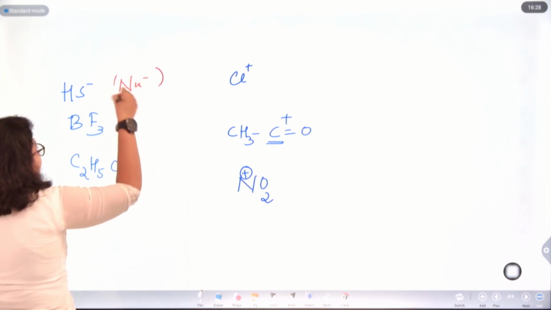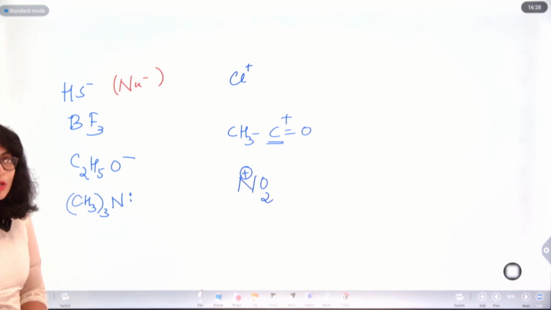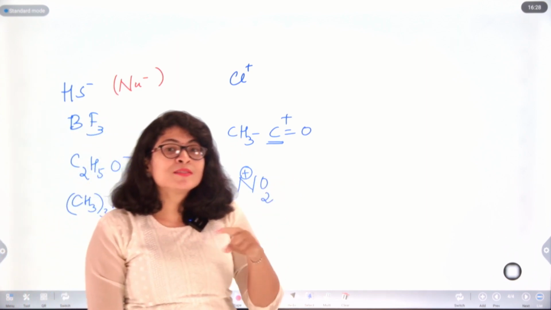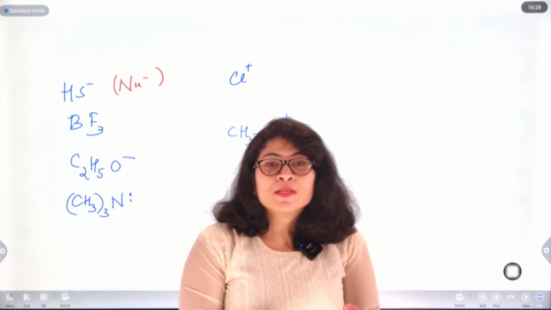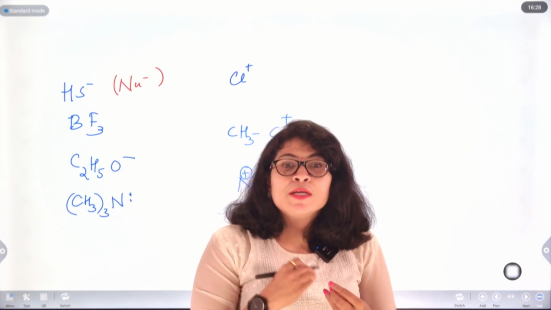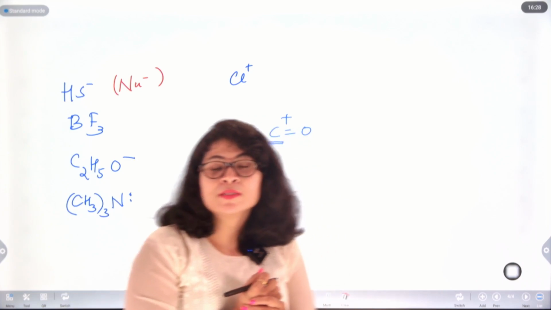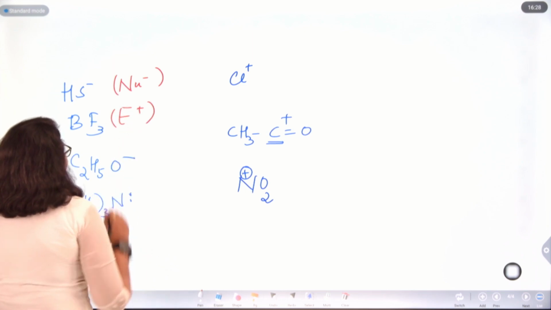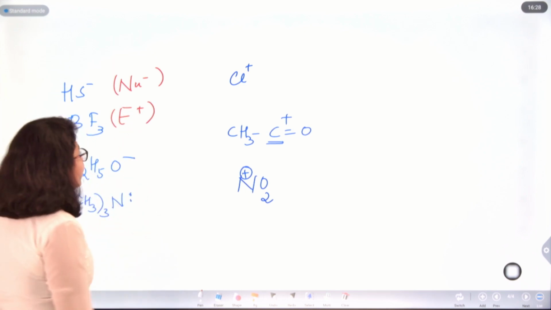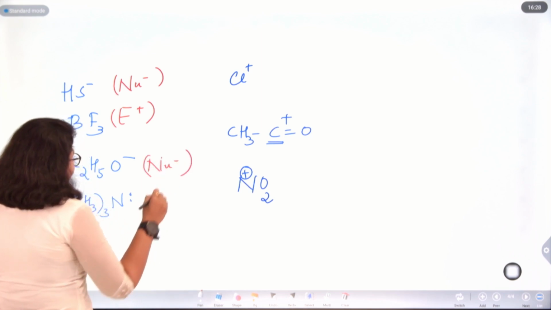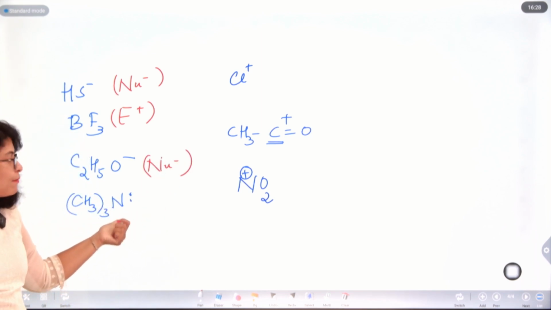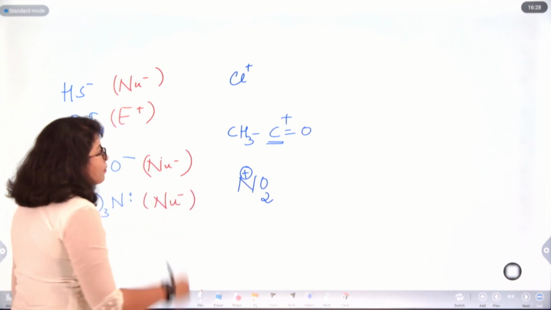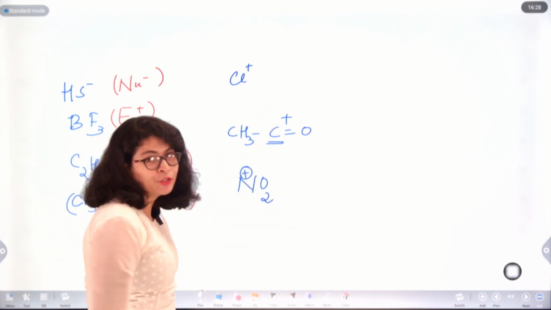Now if I see BF3 here, it is a neutral molecule, but the boron atom is bonded to 3 fluorine atoms. Therefore there are 6 electrons around boron. Therefore it is an electron deficient atom. Okay, it is in itself a positive atom, so it will behave as an electrophile. Now if I see C2H5O minus, negative charge, obviously nucleophile. If I see CH3NH2, here nitrogen is having a lone pair of electrons, therefore it will behave as a nucleophile. Now if I see Cl plus, positive charge, electrophile.